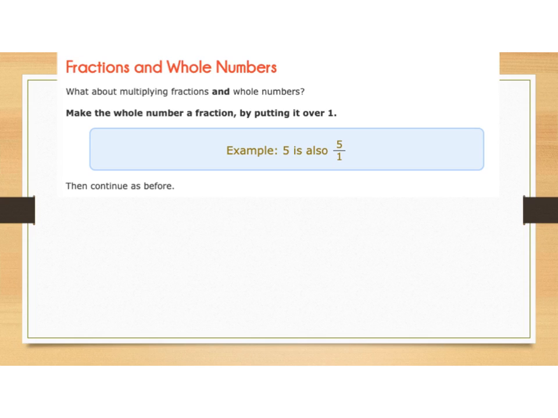All right. We also have fractions and whole numbers. What about multiplying fractions and whole numbers? Well, the first thing that you need to remember is anytime you have a whole number, just like this 5, you can always put a 1 underneath of it, and it means the same thing. Try it on your calculator. Type in 5 divided by 1. You're going to get 5. So let's look at a problem.